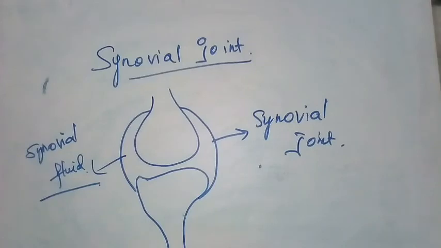In the next class, we will see the characteristics of synovial joints, the capsular ligaments, the synovial membrane and other intracapsular structures.